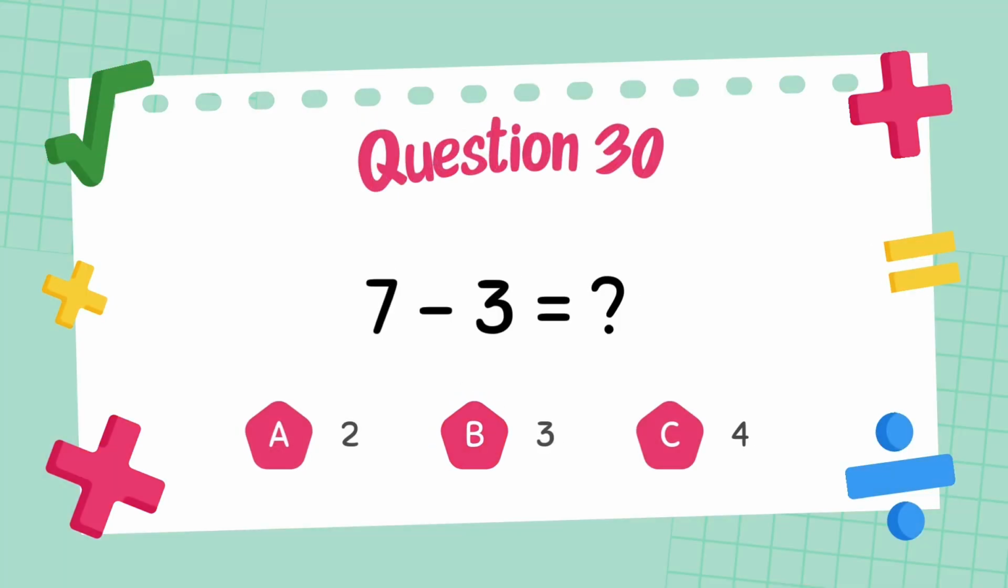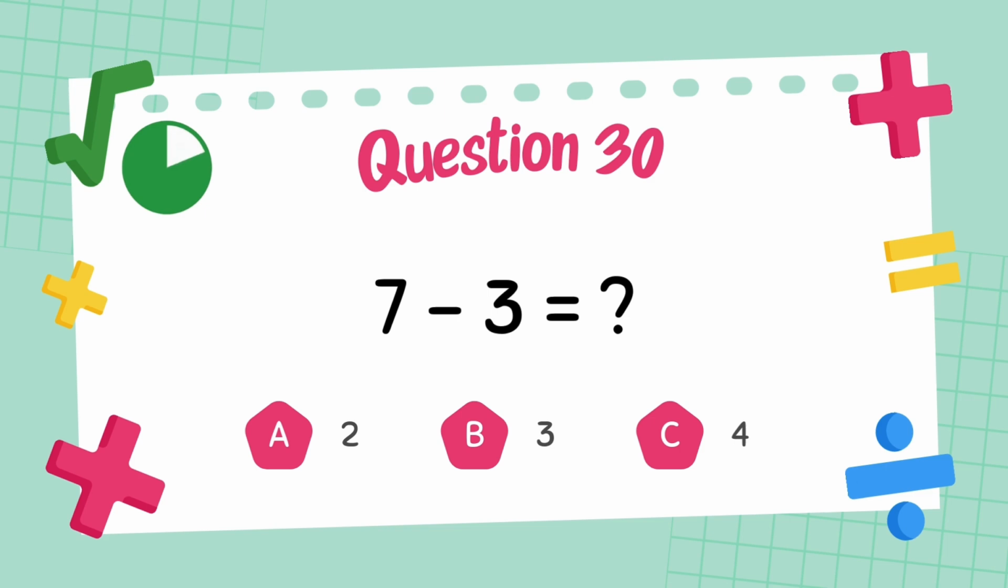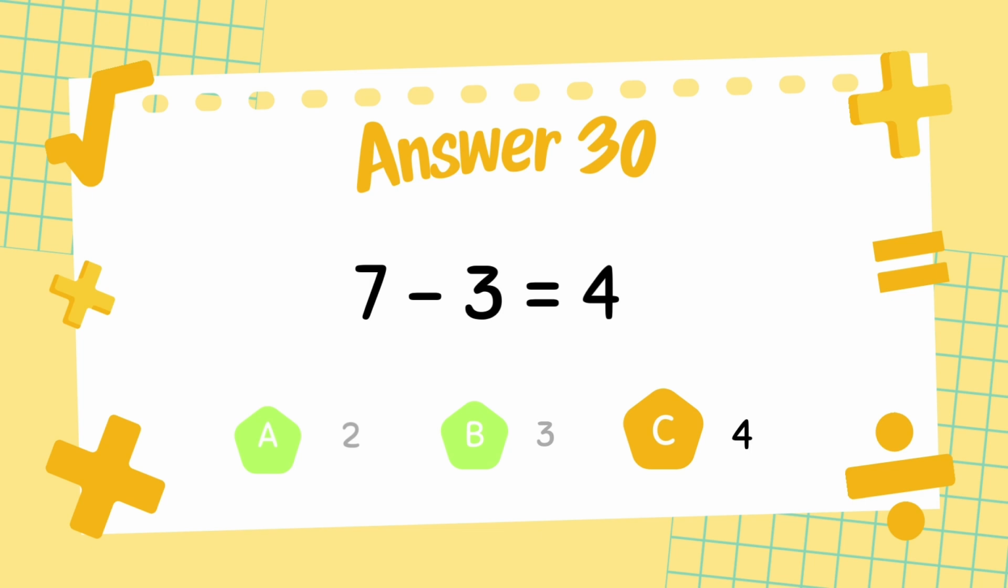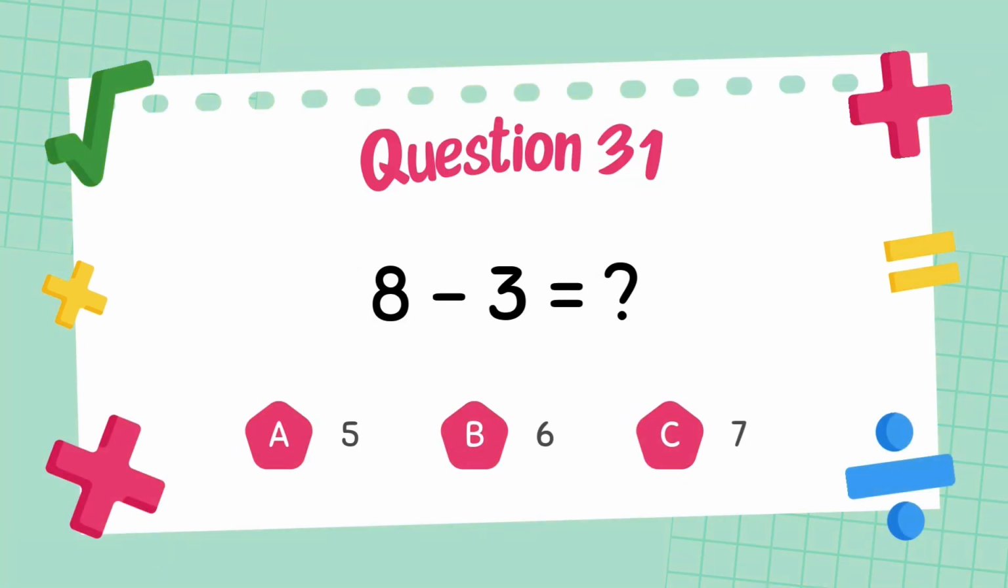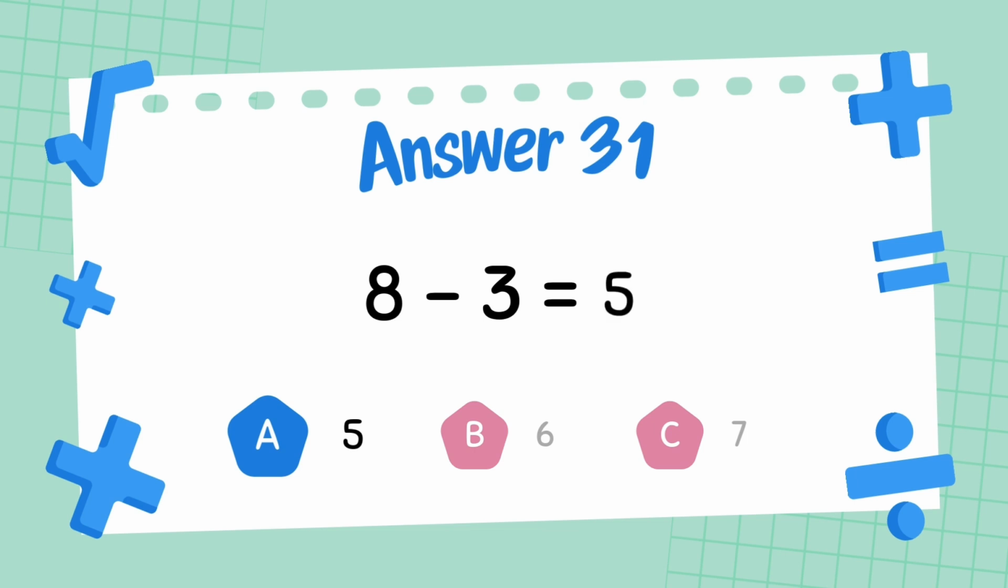What is 7 minus 3? The answer is 4. What is 8 minus 3? The answer is 5.